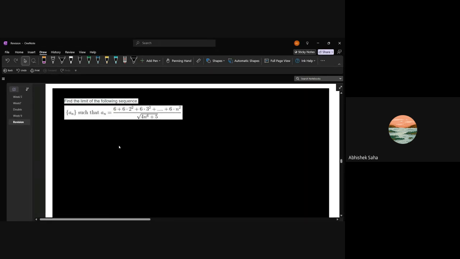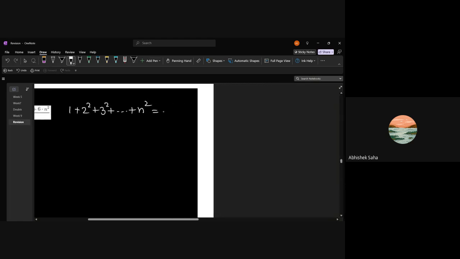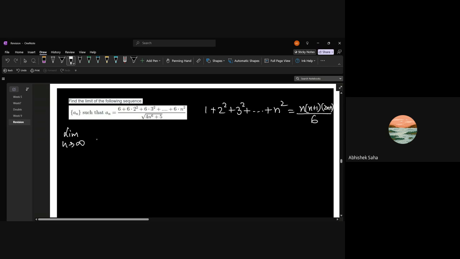Okay, now this problem uses a little bit of sequence and series. So this question says limit n tends to infinity, 1 plus 2 square plus 3 square up to n square. What is the value? It is n into n plus 1 into 2n plus 1, by 6. Remember this. So we are going to use this. I will take the 6 common, and 1 plus 2 square plus 3 square up to n square.